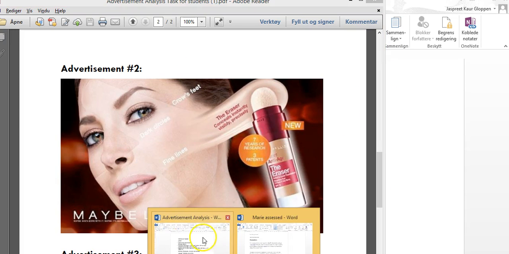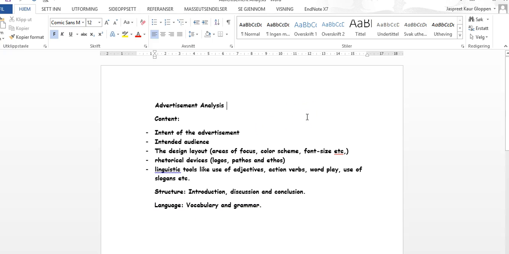Let's take a look at the criteria for this analysis. You were supposed to include the intent of the advertisement and the intended audience. You were supposed to comment on and discuss the design layout and the use of rhetorical devices like logos, pathos, and ethos, and comment on the linguistic tools used. For example, if there was any wordplay, use of slogans, etc. You were also supposed to structure your text with a proper introduction, conclusion, and different discussion paragraphs, and separate these discussion paragraphs according to the one idea per paragraph rule.